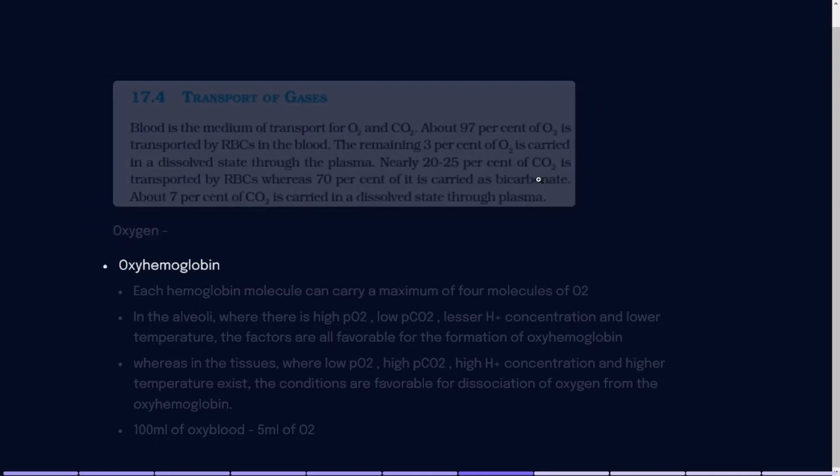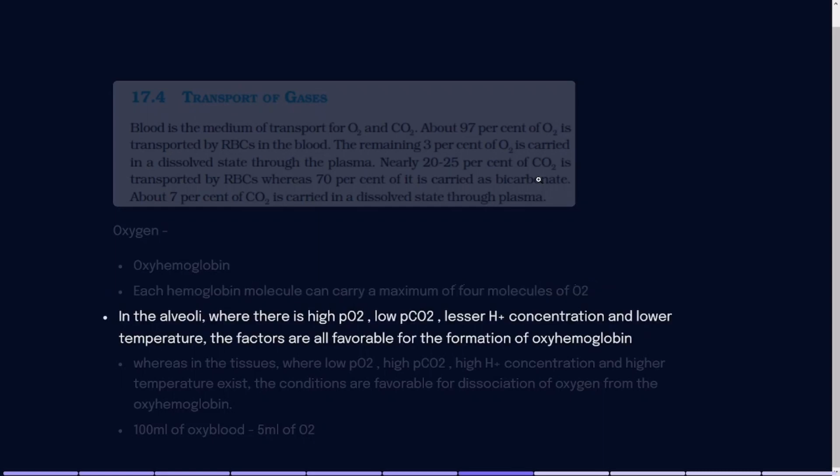Moving to oxygen, as you know, oxygen is carried as oxyhemoglobin. Now this is another important fact. Each hemoglobin molecule can carry a maximum of 4 molecules of O2. As you can see in alveoli, where there is high PO2 and low PCO2 and lesser H+ concentration, that means less acidic and lower temperature, all these factors are favorable for formation of oxyhemoglobin.